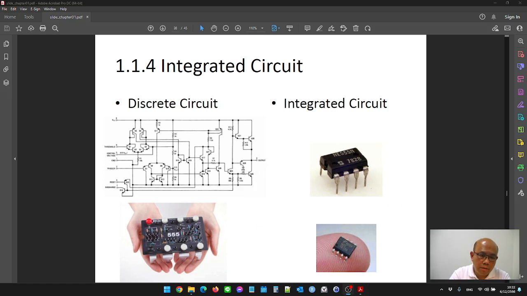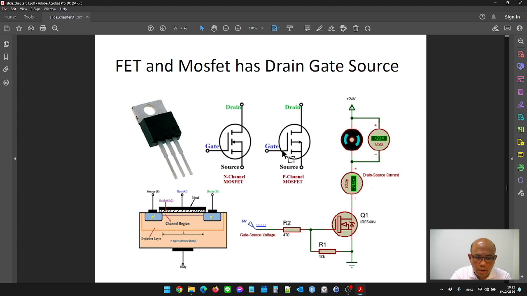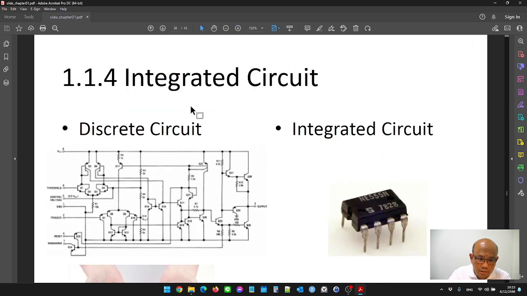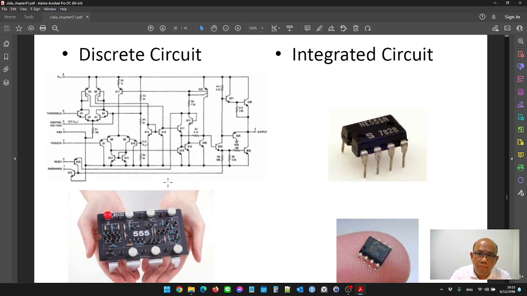Now, from the past, I told you about the transistor technology, and moving back to the slide, I told you about the transistor, FET, and MOSFET. Now the chip maker can make the device with two methods: the discrete circuit and the integrated circuit. For the discrete circuit, you install the transistors on a PCB. In this example, here is a circuit of the IC 555.